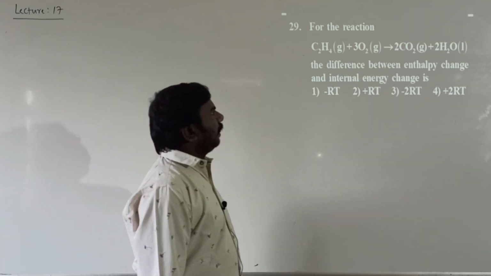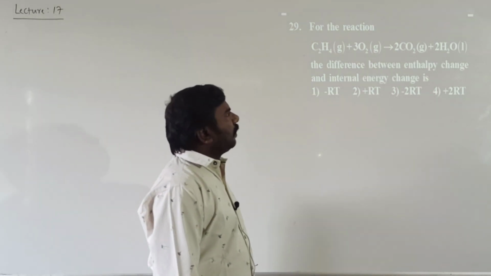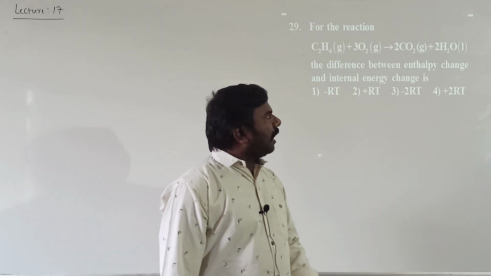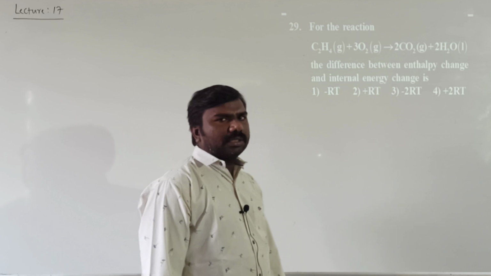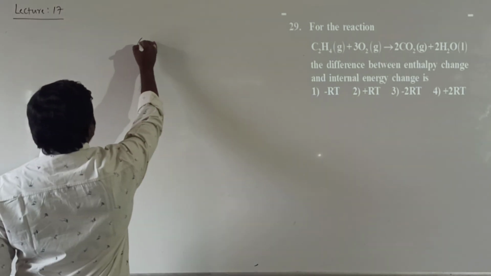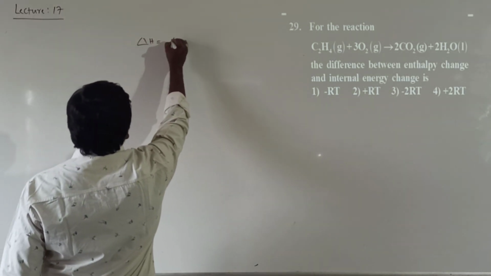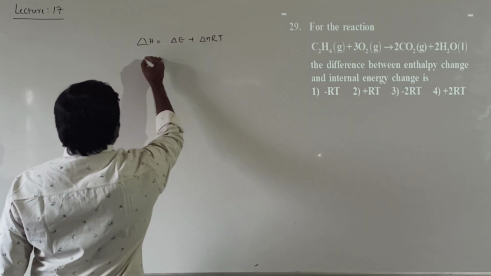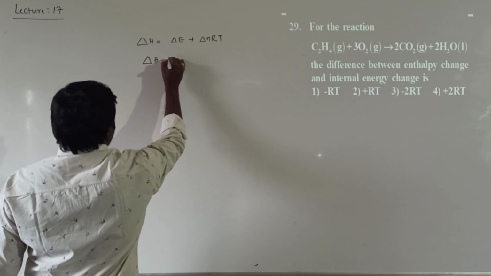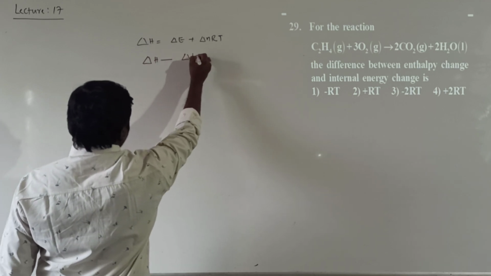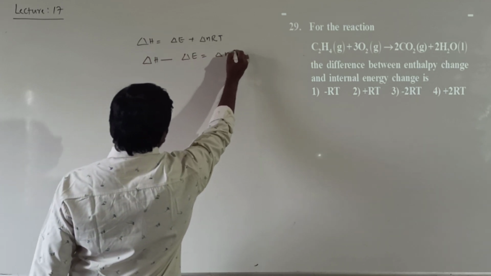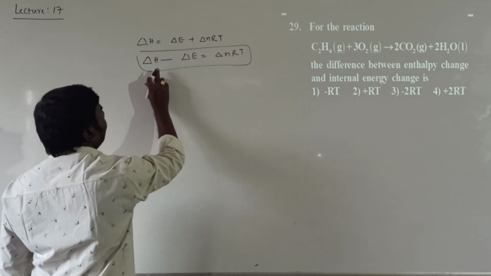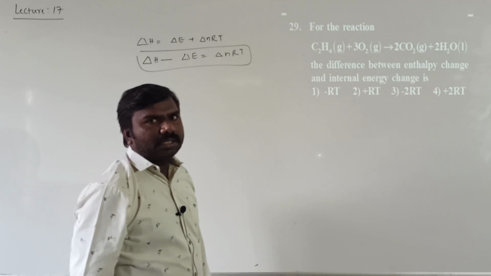Bit number 29. C2H4 plus 3O2 gives rise to 2CO2 plus 2H2O. The difference between the enthalpy change and internal energy change. Same thing. Delta H is equal to delta E plus delta nRT. Delta H minus delta U equal to delta nRT. This is the difference between enthalpy change and internal energy change.